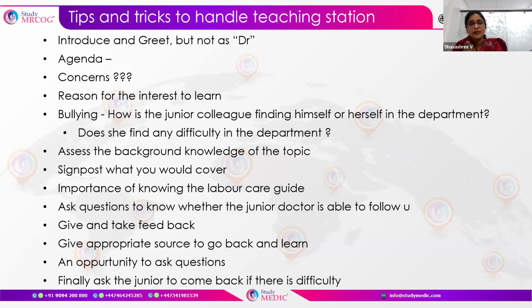That is another thing: always give and take feedback. You say, you're such a good learner, but you also have to ask, how did it go? Give an appropriate source to go back and learn. Give them every opportunity to ask questions. And finally, ask the junior to come back if there is a difficulty. So these are the tips and tricks to handle a teaching station.